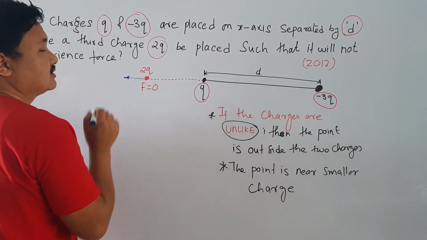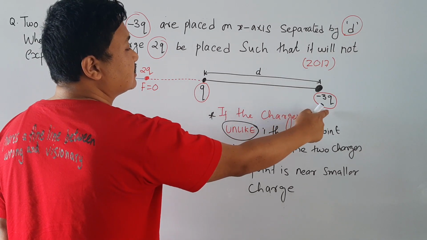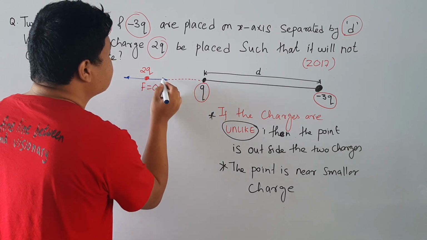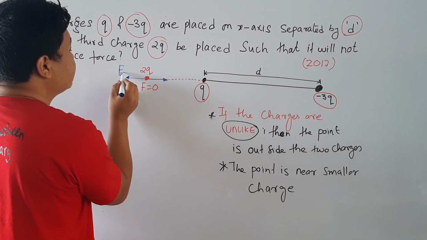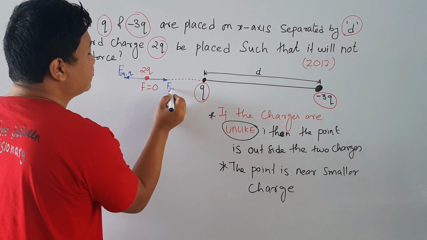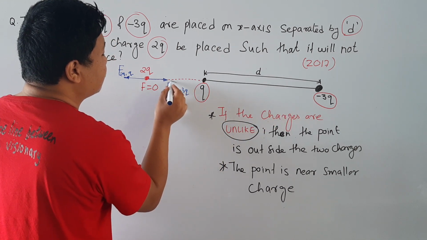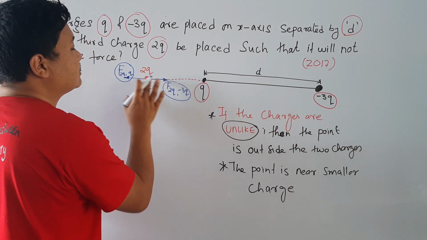This is the force between these two, and because of this minus charge and plus charge, this force will be in this direction. This is the force on 2q due to q, and this is the force on 2q due to minus 3q. So this part is not important to write. I am just saying why it is here.